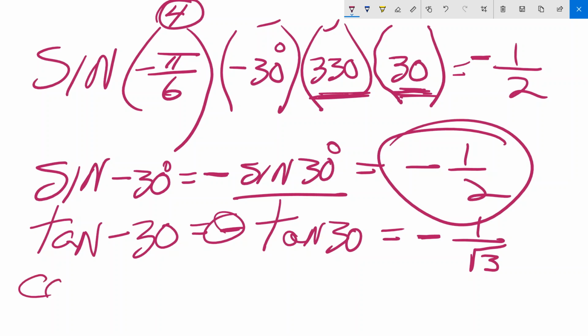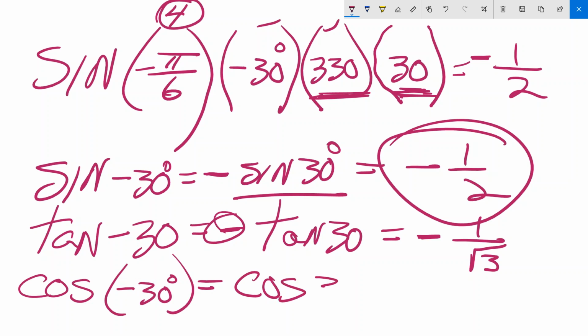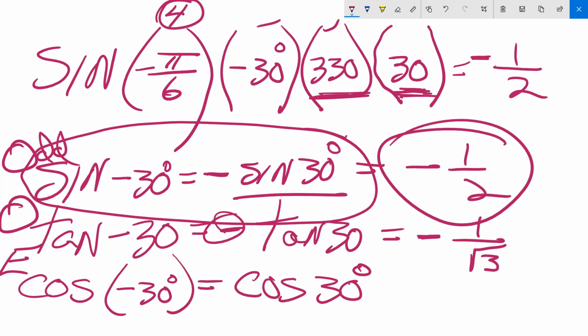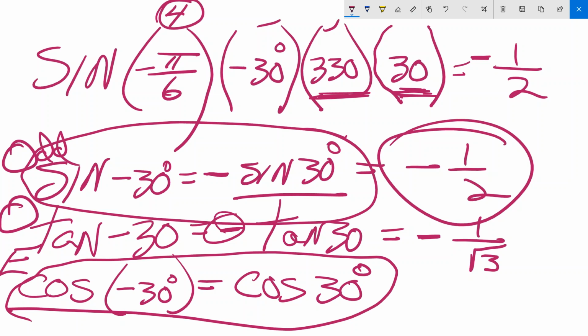Now let's look at cosine. Cosine of negative 30 degrees is equal to the cosine of 30 degrees. It's not the same as sine and tangent at all. That's odd. That's odd. That's even. Odd functions, the function of a negative x is the same as negative function of x. So for sine and tangent, these two are true. But for cosine, notice that the cosine of a negative angle is the same as the cosine of the positive angle. What's cosine of 30 degrees?